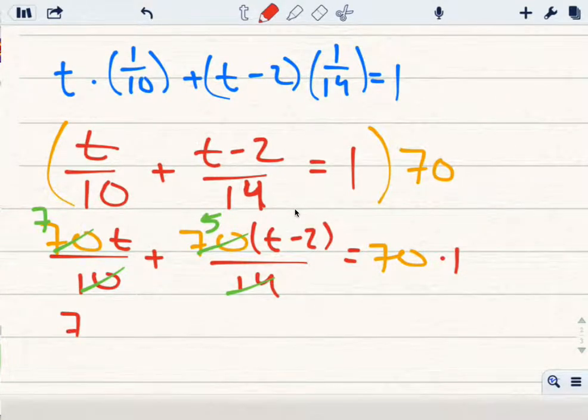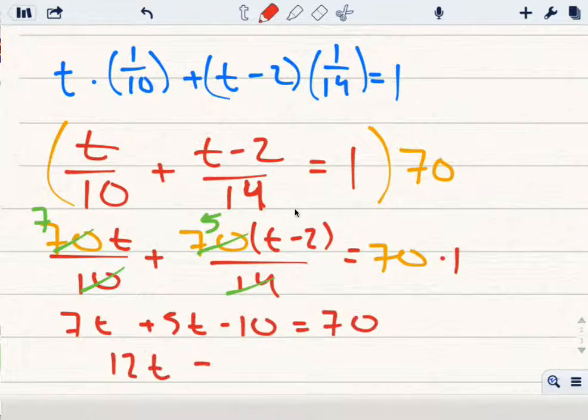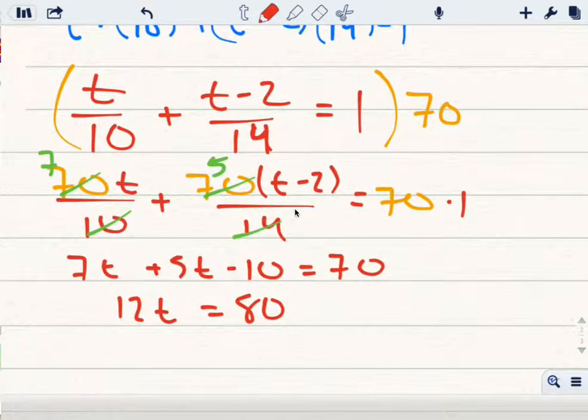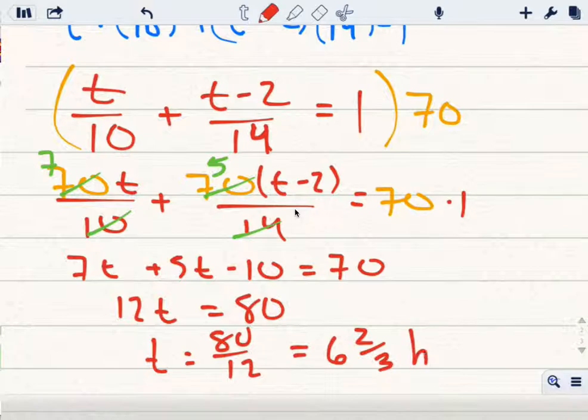So I have 7t plus 5t minus 10 equals 70. I've got 12t is equal to 80. And so I have t is equal to 80 over 12, or 6 2/3 hours. All right, so that's that one.